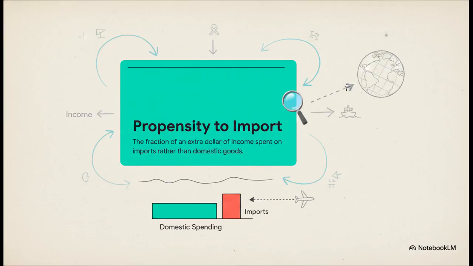Enter the marginal propensity to import. By defining this, we can measure exactly how much of our domestic spending power drains into foreign markets. Just like the propensity to consume tells us how much we spend overall, this new metric isolates the fraction that crosses national borders. It's a really vital leakage from our domestic demand that we have to account for.